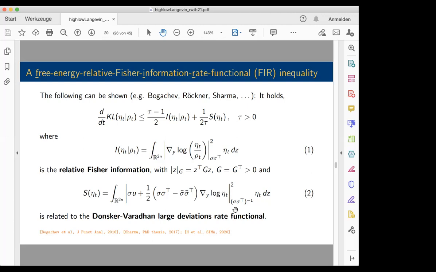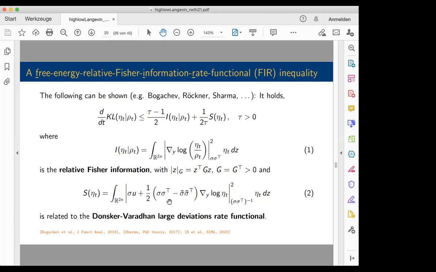What we do now is drop the first term, because it's positive anyway. This inequality holds for any tau greater than 0, and if we set tau equal to 1, the Fisher information term does not play a role because we cannot control this term anyway. What remains is this quadratic term that depends on u. So this term explicitly depends on the control u, and it also depends on the difference in the diffusion coefficients.